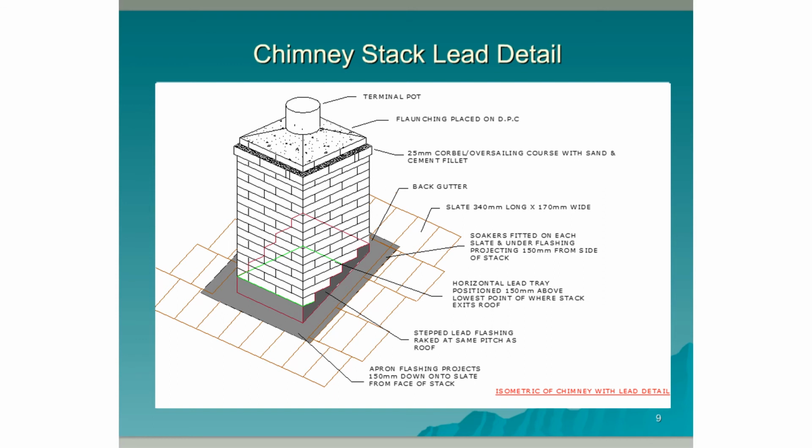Next, there we have the soakers, and these are fitted on each side. These are fitted on top of each slate and under the flashings, projecting 150 millimeters from the side of the stack on either side. So they project underneath on top of the slate, and they go up the face of the stack also on either side.